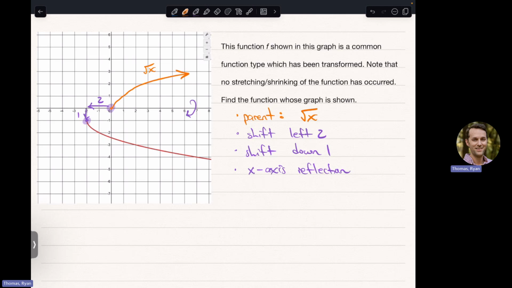Okay, now the way those things show up in the function: shift to the left by 2 is +2 on the inside of whatever the action of the function is. So inside the parentheses, or in this case, inside the square root. We generally don't write parentheses with a square root because the stuff inside is treated like it's grouped anyway. The down 1 is a -1 on the outside because it's affecting the y values. X-axis reflection is a negative sign, like multiplying by a negative. And since it's turning the thing upside down, it's affecting things vertically. That's on the outside.